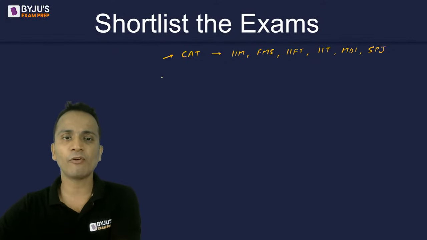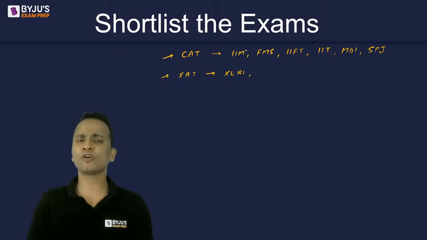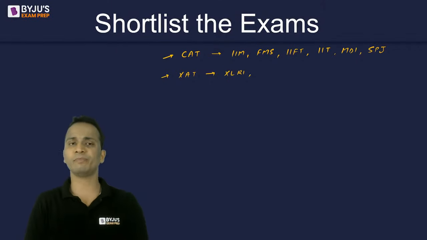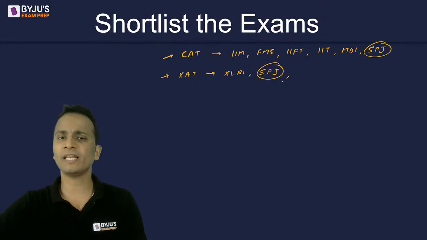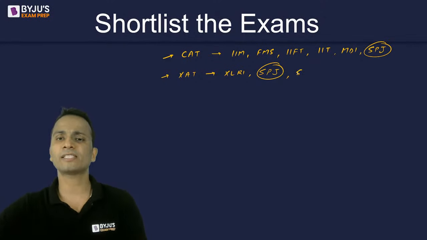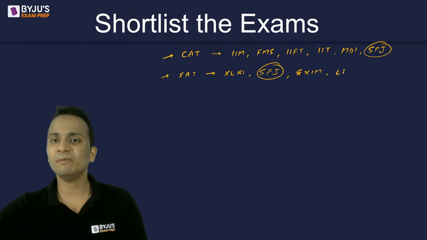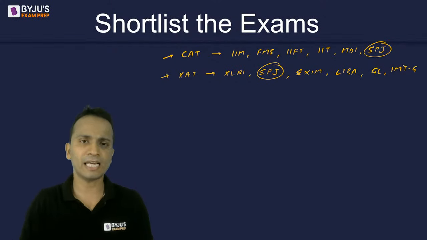After CAT, I will rate XAT, Xavier's Aptitude Test, which is conducted by XLRI. There are different colleges which will take XAT score for their admission process, the way CAT does. Other than XLRI, there are some top B schools like SPJain, so SPJain is common in CAT and XAT. Then XIM Bhubaneswar, LIBA in Chennai, Great Lakes, then IMT Ghaziabad, a name you will also find in the CAT examination.